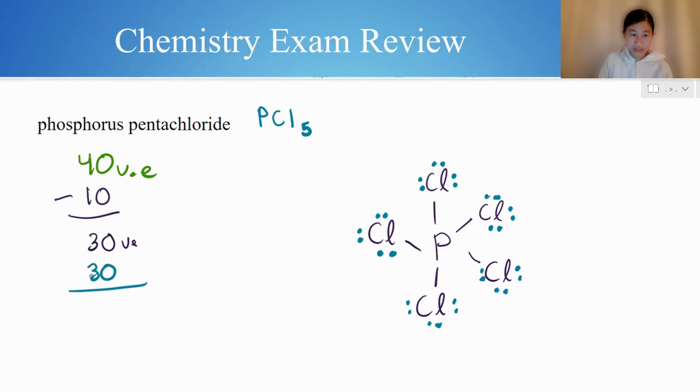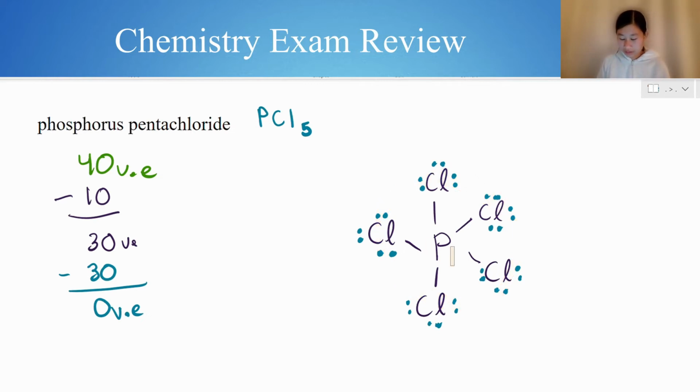So all of these valence electrons were used by putting them around the outer atoms. Now we have no more valence electrons to draw. Now let's check the octets. So these chlorines all have their 8 valence electrons. They have their octet filled from the 1 bond and the 3 lone pairs of electrons.